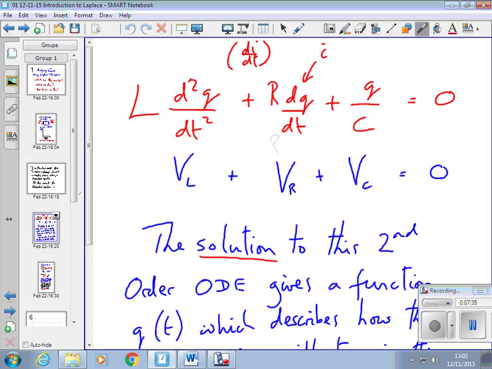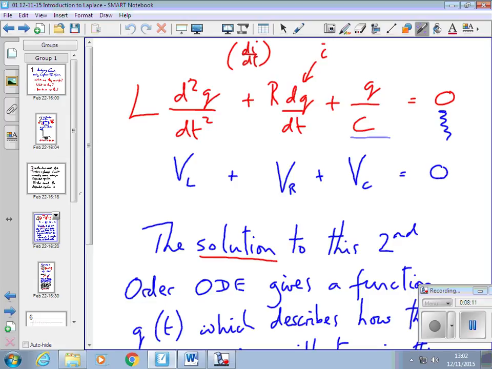How do I get the voltage across an inductor? It's the inductance times the rate of change of current, if you remember. Well, the rate of change of current is dq by dt, so actually the rate of change of current turns out to be the second differential of charge with time, the differential of the differential. And so this is the term to describe the voltage across the inductor. This is the term to describe the voltage across the resistor and the voltage across the capacitor. It's a differential equation.